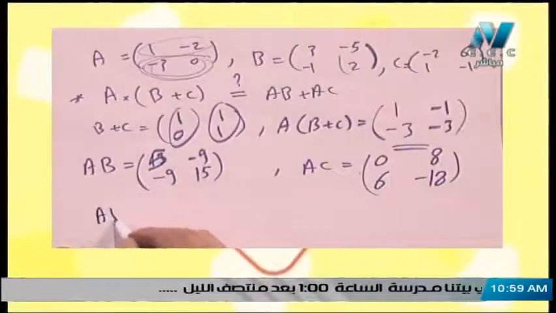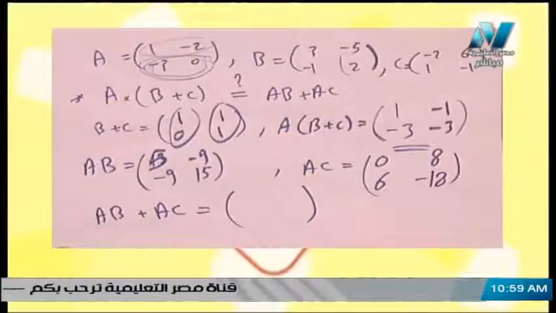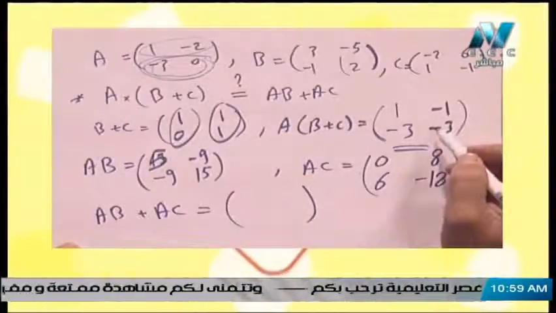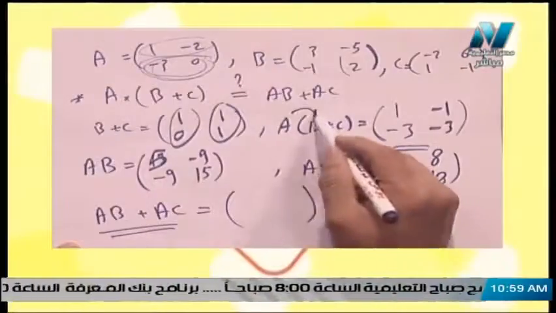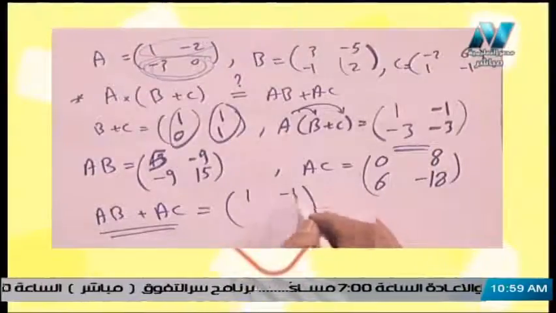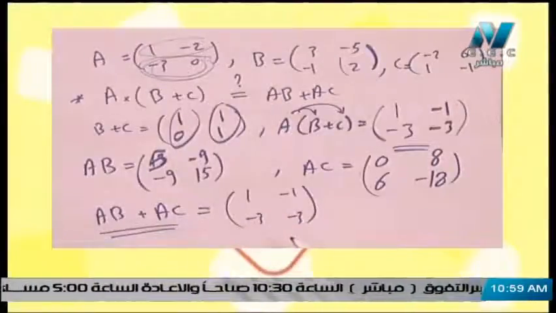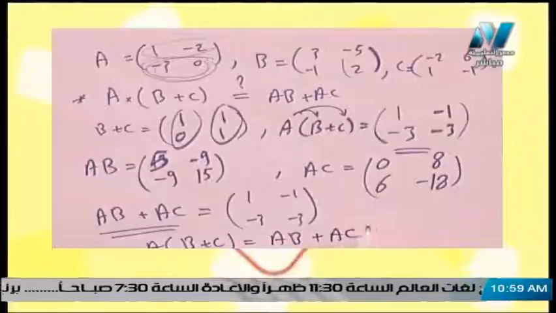To find AB plus AC, you will find that the answer will be like this. Something is wrong in the numbers, but the answer will be the same as A times B plus A times C. So the answer will be 1, negative 1, negative 3, and negative 3. Okay, so A multiplied by B plus C will be equal to AB plus AC. If we have a fault in the numbers, I apologize, but the answer will be correct. Okay, let's move to another question now.